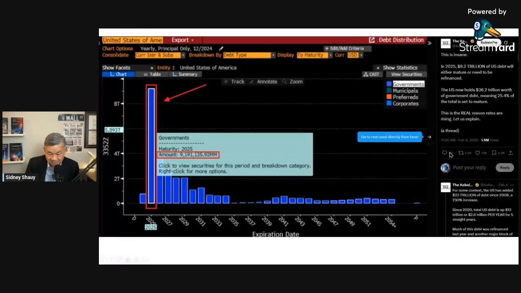This is another thing, about the debt. This is very concerning because there's a huge amount of debt, like 9 trillion, that is going to either mature or need to be refinanced. This is so significant because it's like 25% of the total debt set to mature, and when? This year. That's the real reason rates are rising.